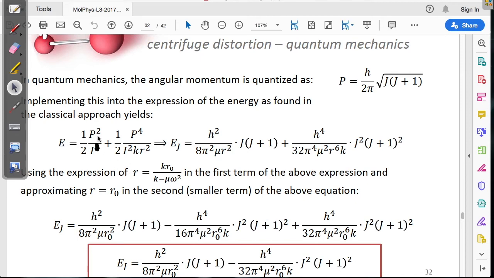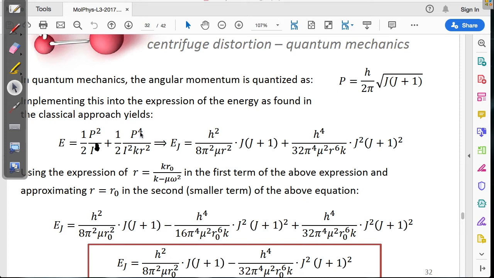Okay, so E equals half P squared over I plus P⁴ over half I² k r². We just replace the P's with h over 2π. It's just simple mathematics, okay? So you can just see it, h squared, 2 times 2 is 4, I mean, 2 squared is 4 times 2, it's 8, so 8π². Radical, if you put it squared, so it's j(j+1) over μr², because basically we have got the I, which is μr².